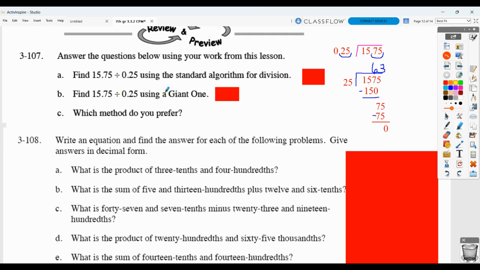Now, that is again considered the standard algorithm, the regular way we do long division. Now they want you to think about the idea of a giant 1. Well, using a giant 1 would be thinking of it as 15 and 75/100. Or you can change that right away to 1,575/100. So the reason I'm saying that is because if you were going to change 15 and 75/100 from a mixed number to a fraction greater than 1, that's what we'd get. And then we're dividing that, remember a fraction bar means division, by 25/100.